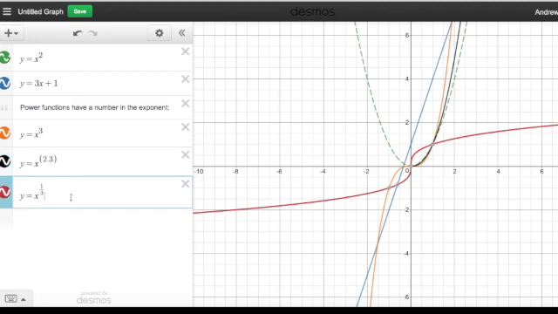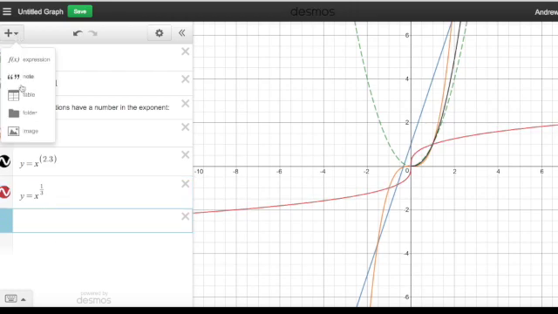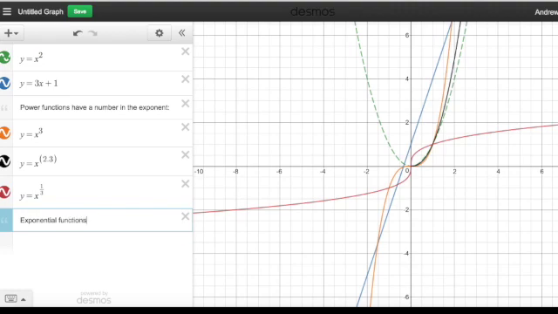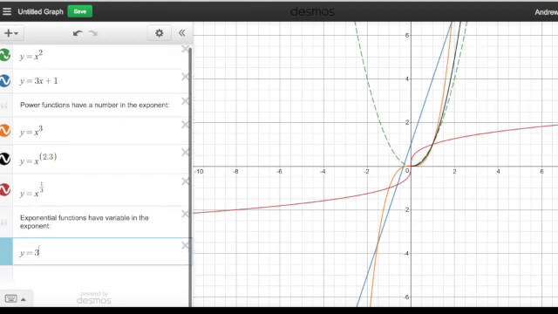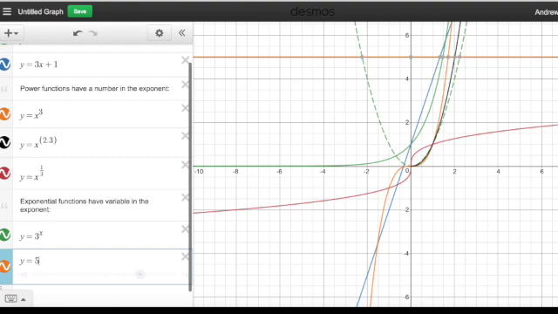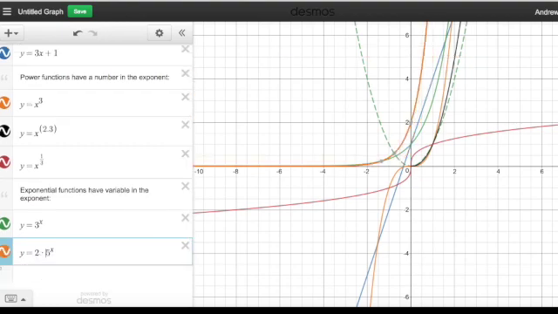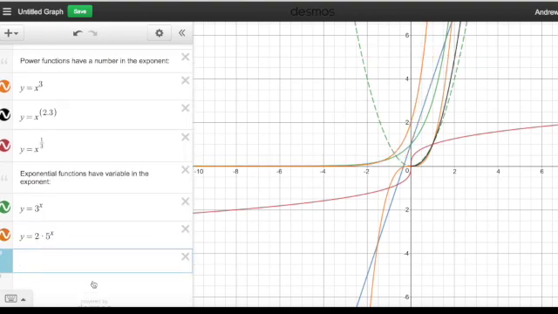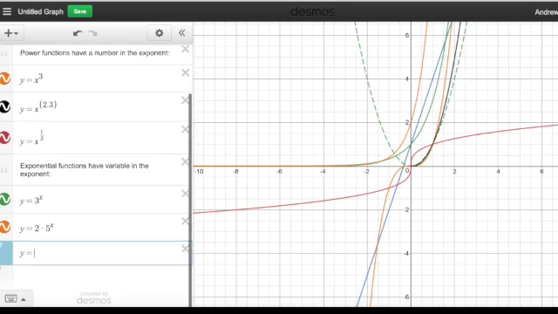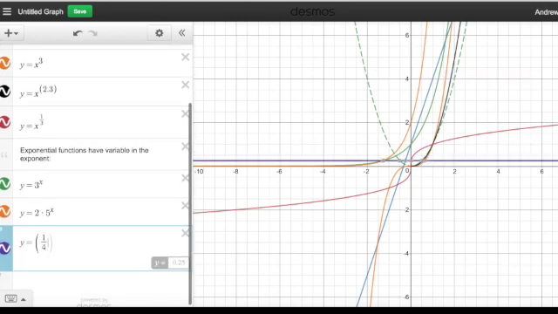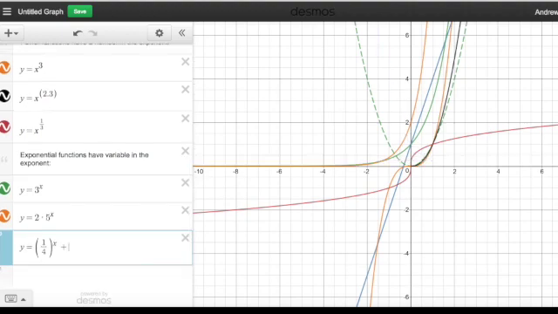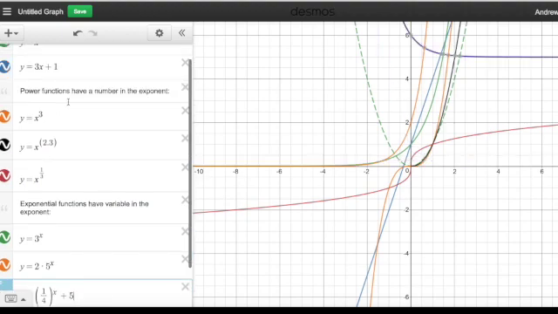And it's important to know the difference between power functions and exponential functions. Exponential functions have their variable in the exponent. So an example would be something like y equals 3 to the x, y equals 2 times 5 to the x, or even I would accept something like y equals 1/4 to the x plus 5. That's the difference in terms of the formulas between power functions and exponential functions.